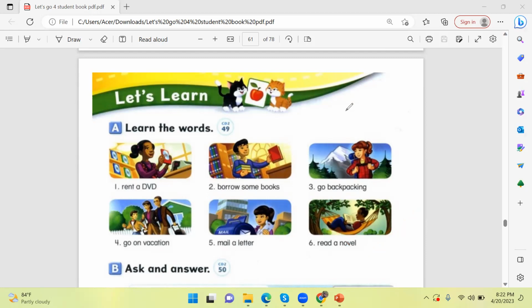How about rent a DVD? Number one. Very good. How about go on vacation? Number four, correct? How about go backpacking? Number three. Very good. How about mail a letter? Number five. Very good. Last one, borrow some books. Number two. Very good. So do you understand these words? Julia, do you understand? Yes. Okay, very good. So we will proceed to another.